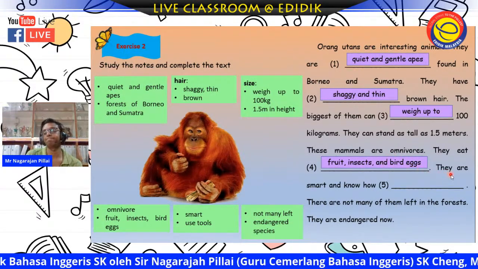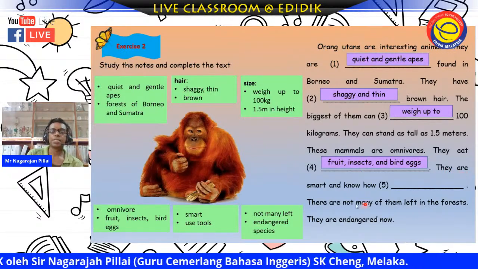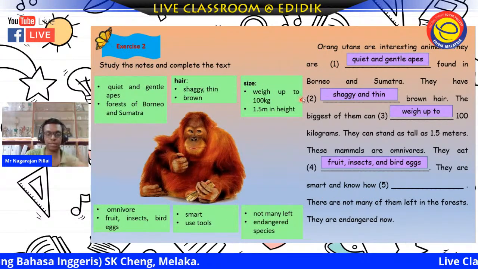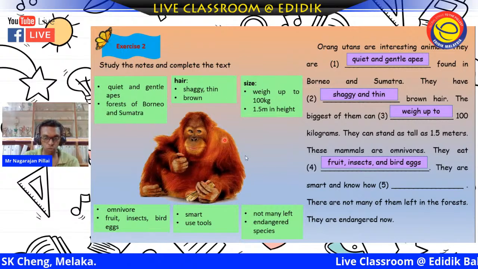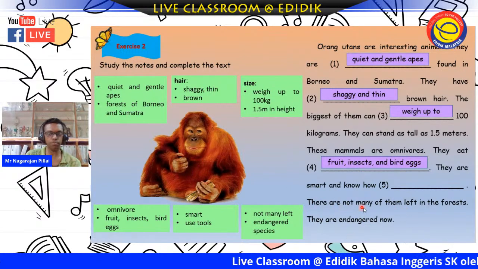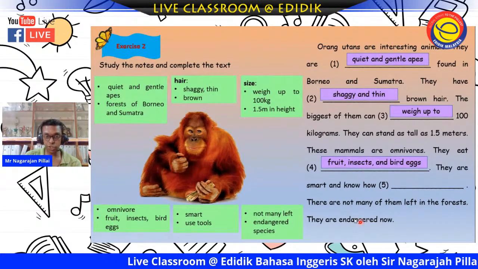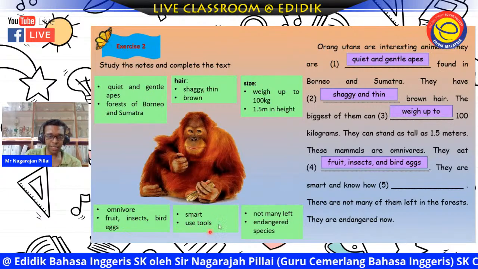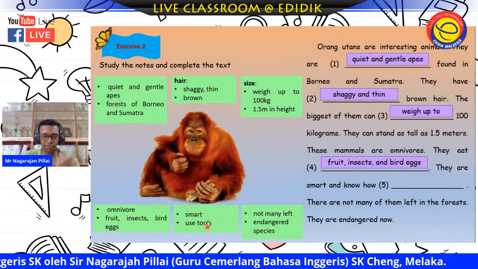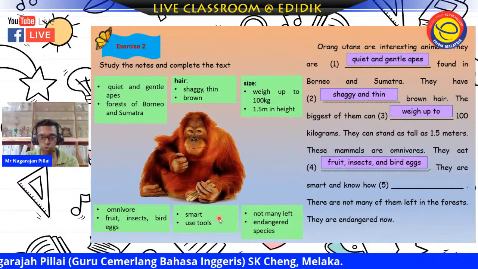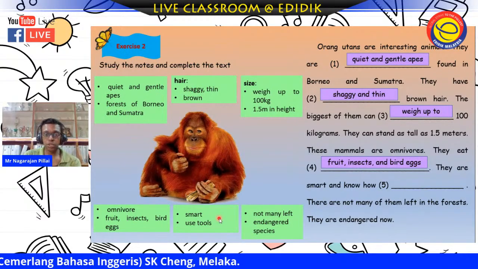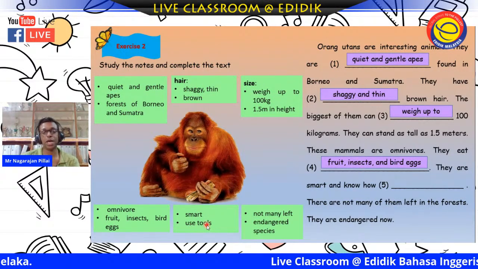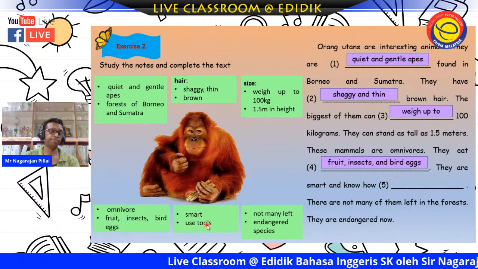Okay, now the last one. They are smart and know how. So we have used all the others. If you look at the last sentence, there are not many of them left in the forest. They are endangered now. So we don't need this box anymore. The only idea that we need to derive is from this box, smart, use tools. We don't need the word smart. We need use tools. How do you write that? They are smart and know how.